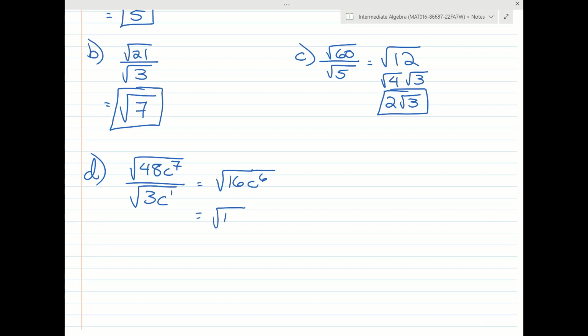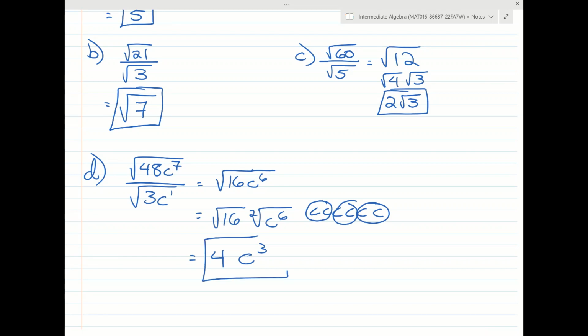This is just the square root of 16 times the square root of c to the 6th, or 4. But we have to write c 6 times and figure out how many groups of 2 there are. Here's a group, and here's 3 groups of c's. So that would be the answer. Do one more.